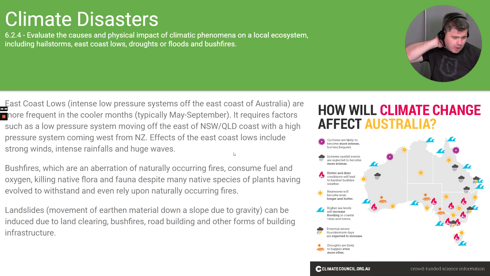Bushfires, which are an aberration of naturally occurring fires, consume fuel and oxygen, killing native flora and fauna despite many native species of plants having evolved to withstand and rely upon naturally occurring fires. Now, in recent times, the CSIRO has been working with Aboriginal elders and communities in order to try and understand a technique used called mosaic burning.